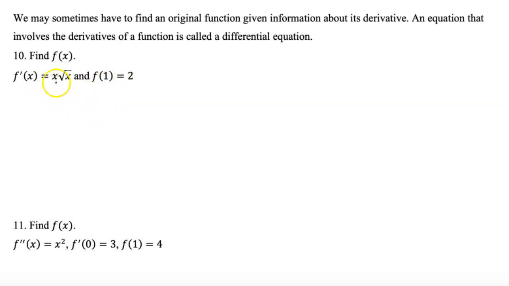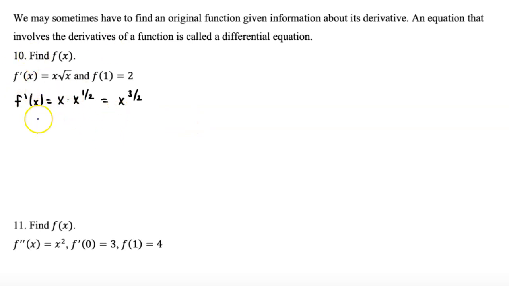So before I do anything, let me rearrange this x square root of x. Let me write this a little bit differently. I'm going to write this as f prime of x is equal to, well, this is kind of like x times the square root of x, which is x to the power of 1/2. And I know that when I multiply like bases, I add those exponents. So this is really x to the power of 1 times x to the power of 1/2, or x to the power of 3/2. Okay, now let's take that antiderivative.